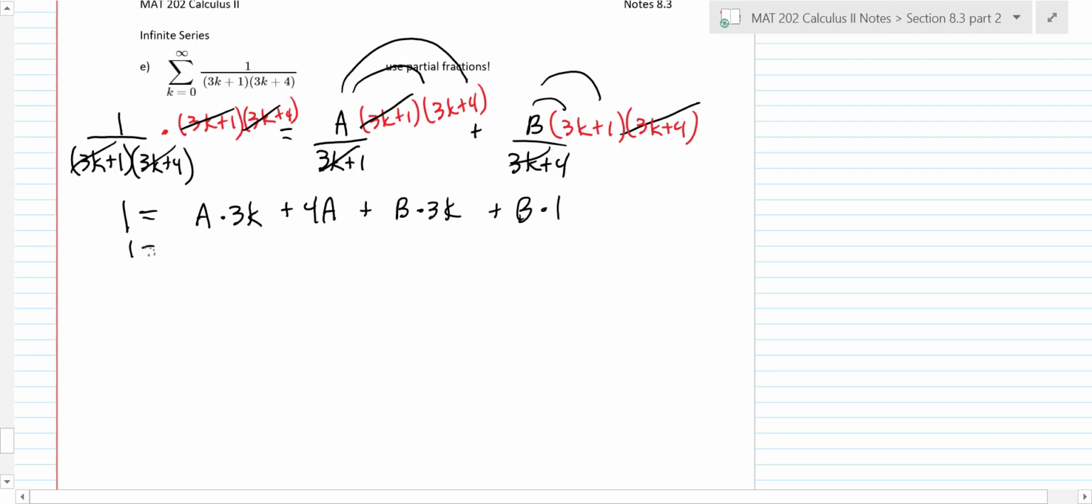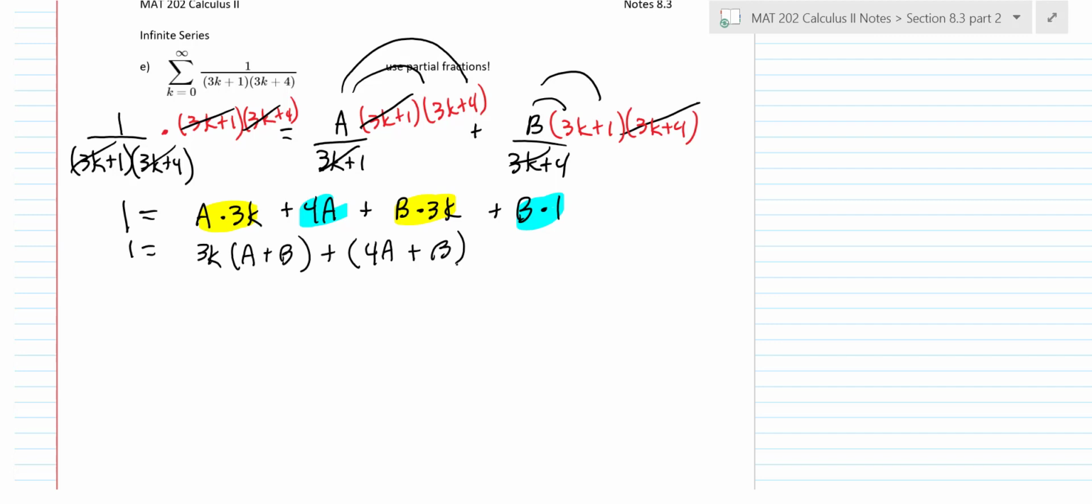Okay, so let's put everything that has a k together. Let's get these two things together, and then these two things together, because we're equating the powers of k. When I put the stuff in yellow together, I'm going to have 3k, when you factor that out, times (A plus B), and then that'll leave me with 4A plus B like that. All right, does that look familiar to everyone? Okay.